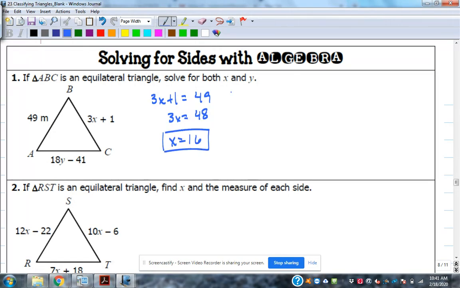X is 16. And set up the same problem with the bottom side AC and set it equal to 49 as well, because we know that all the sides are equal. We have the measurement of one of them. So just set that problem up. That'd be 18y is equal to 90 and be 5, wouldn't it?